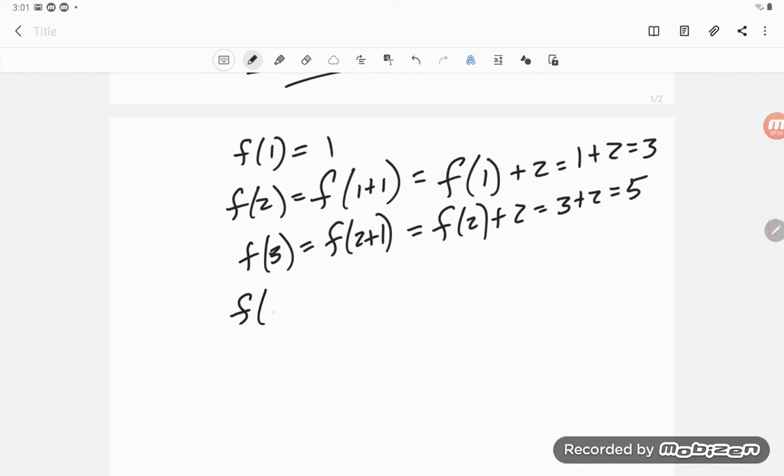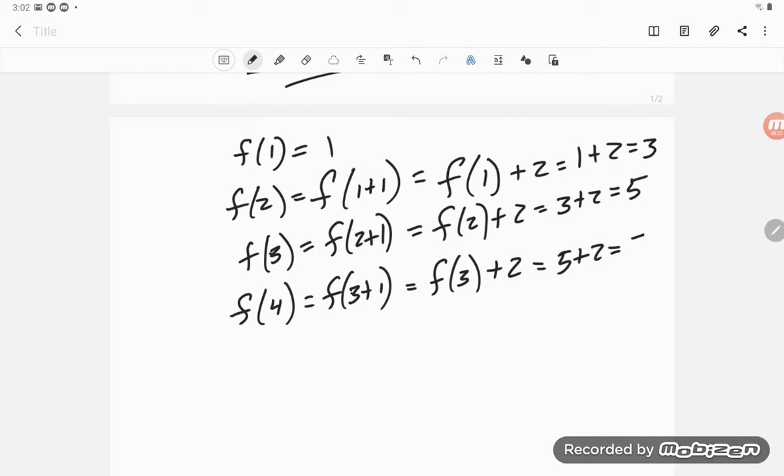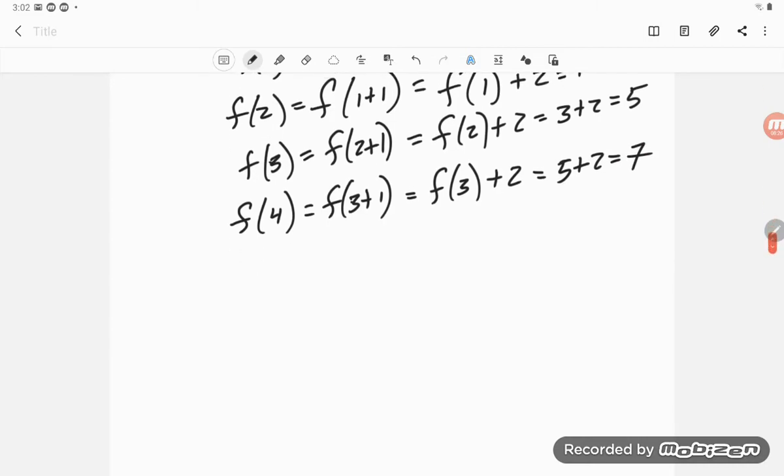And f at 4 is f at 3 plus 1. That's f at 3 and then plus 2. And this is, f at 3 was 5, so that's 5 plus 2, and that's 7. So that is a recursive formula.